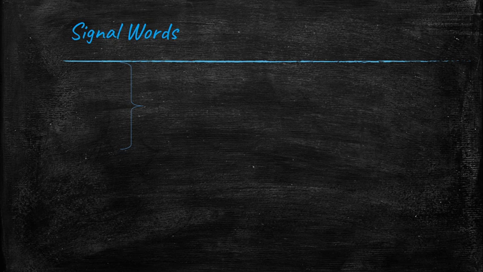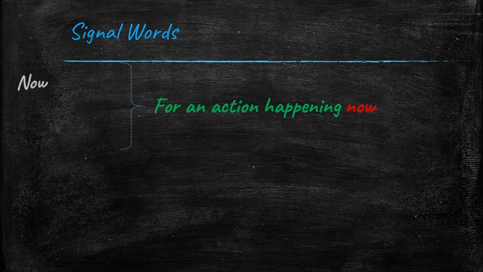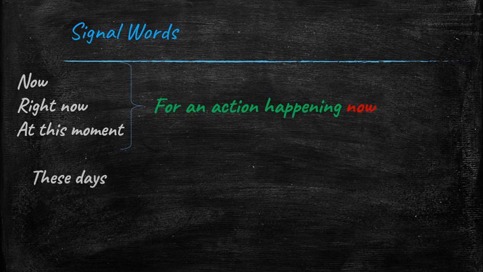Now let's take a look at some signal words. Words that we use with the present continuous for an action happening now. So we have the words now, right now, and at this moment. For an action that is happening around now or around the time of speaking, we use, for example, these days, this month, etc.